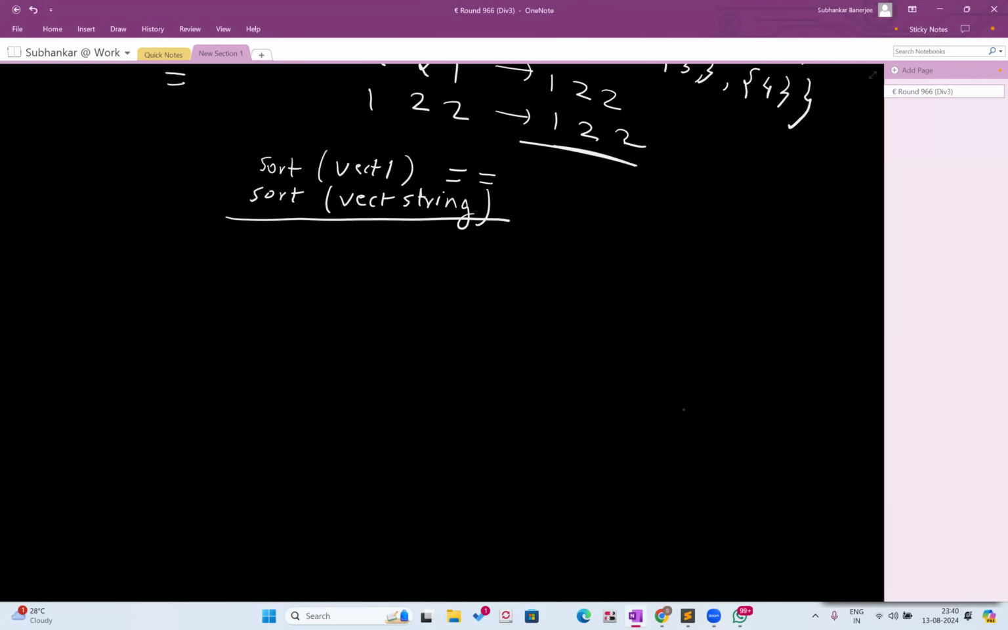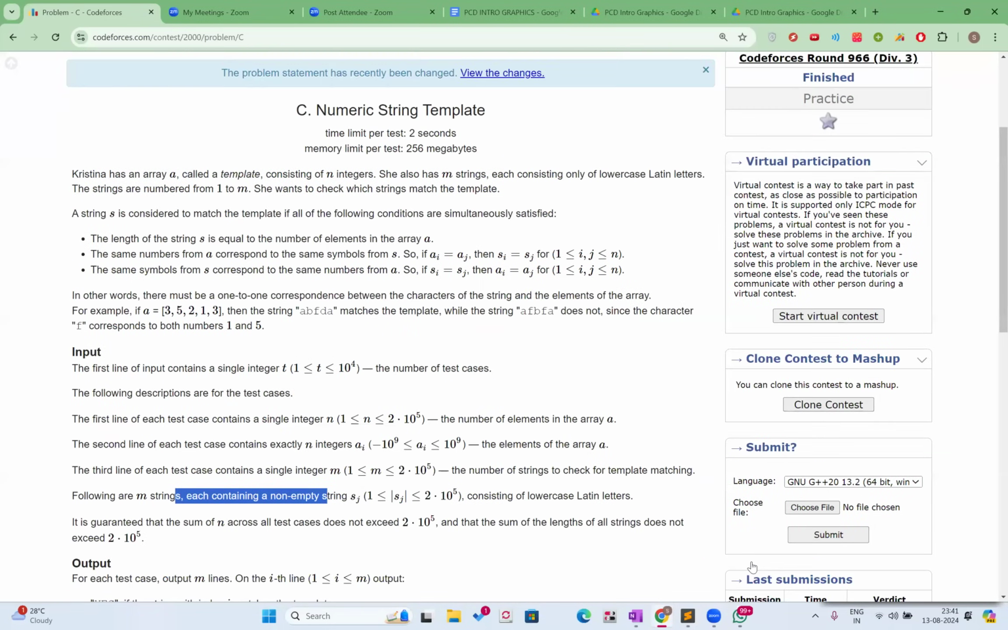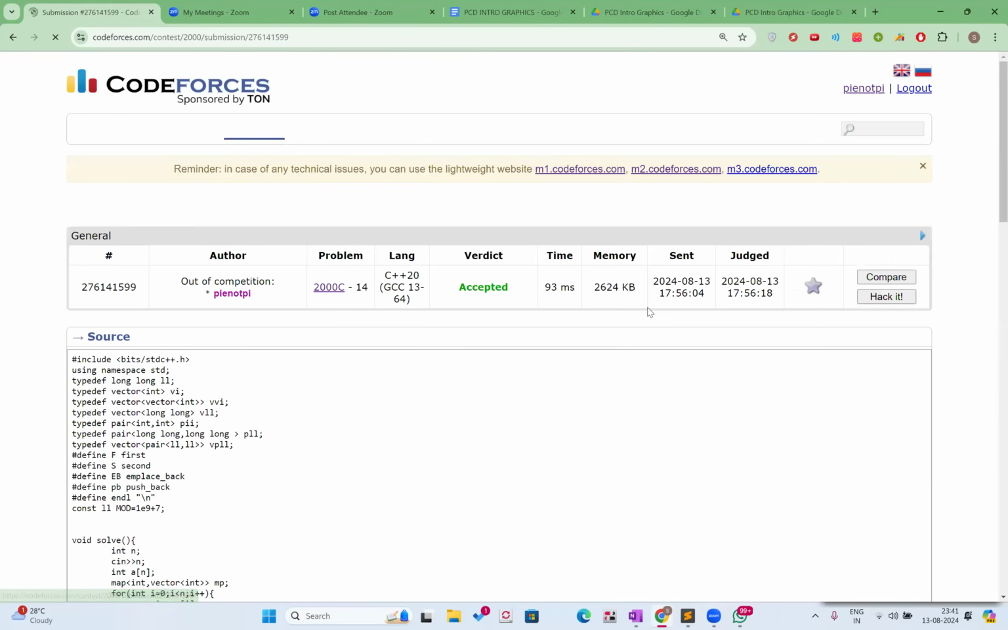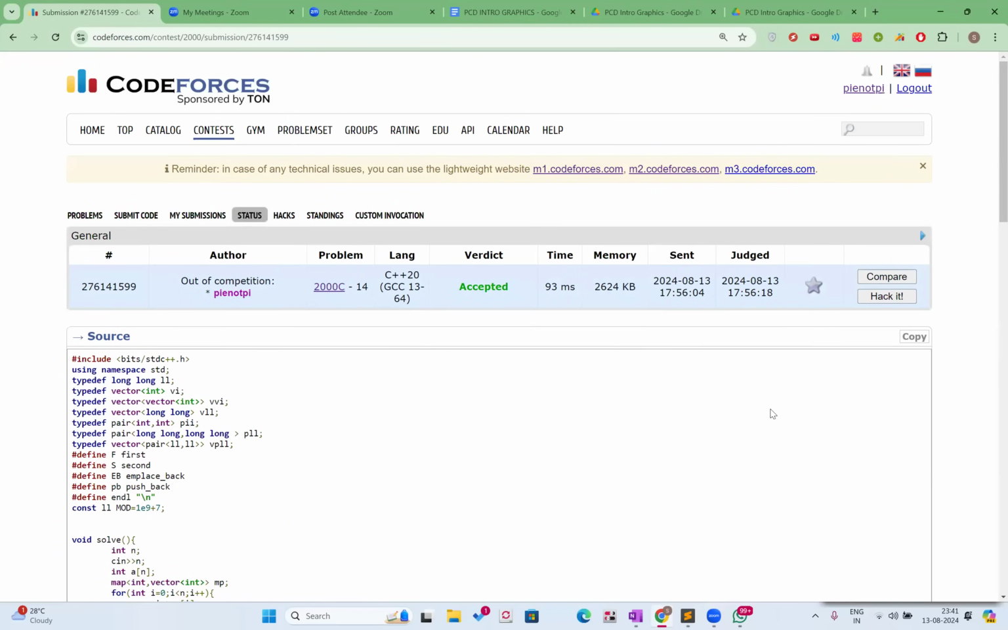So the time complexity, I'll just discuss for this as well. The time complexity, okay, I'll just go for the code and explain it. Yeah. So everybody got the approach, I think. If anyone has any doubt, you can ask me.